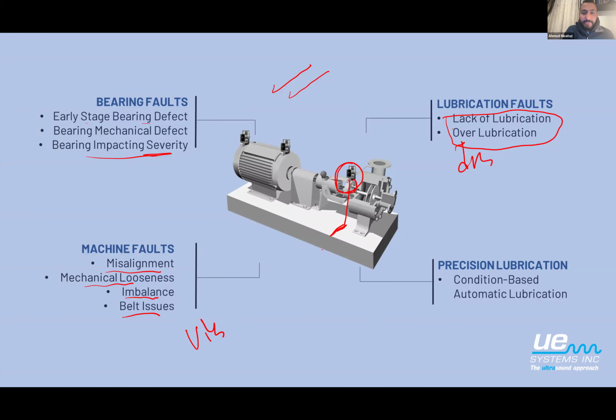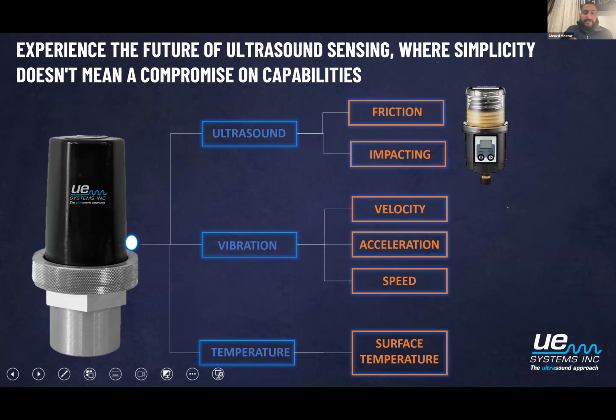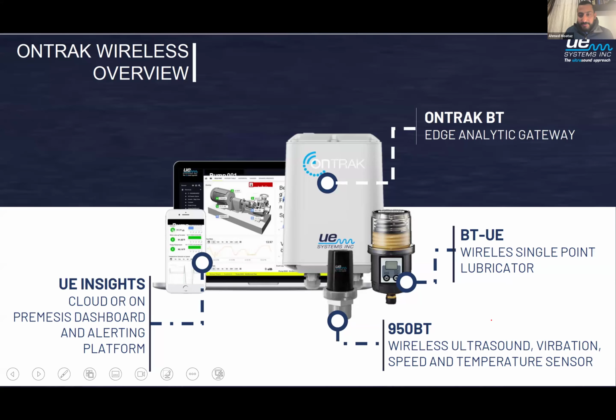So this is not only an ultrasound sensor, it's an ultrasound and vibration sensor as well, with temperature as well. So this new sensor can help me to detect friction, impacting, and vibration, and to see the velocity, acceleration, speed, and surface temperature as well. So these are the latest trends in bearing monitoring and lubrication in the market. I just wanted to keep my presentation updated with the latest trends from UE Systems.